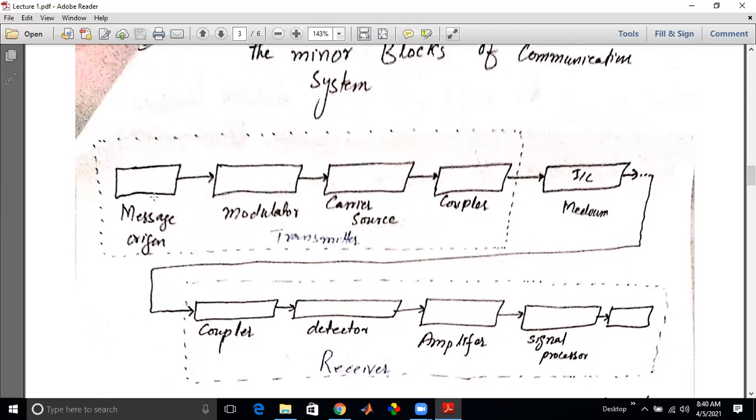Now we will study these minor blocks in detail. We know what a transmitter is, and there are two functions of the transmitter: to generate the message signal and to put the message signal in a form which is suitable for the information channel. How will they generate the message and put it in a form that can pass easily through the media? For this they use four blocks: message origin, modulator, carrier source, and coupler.